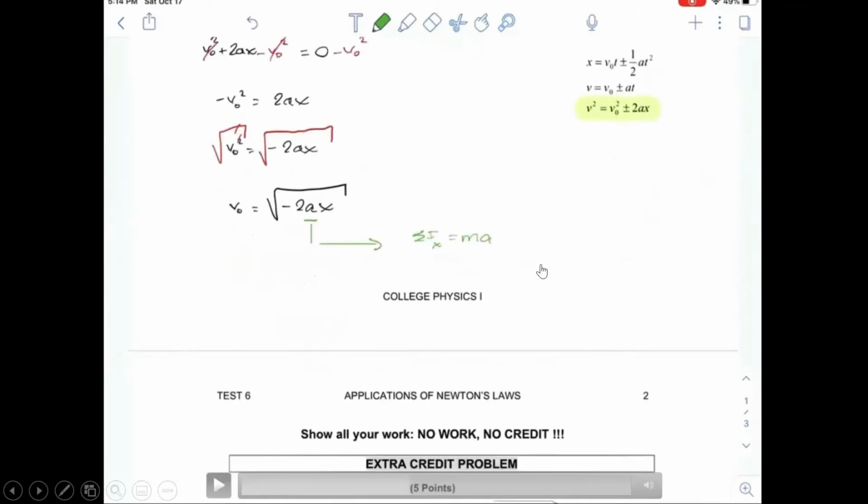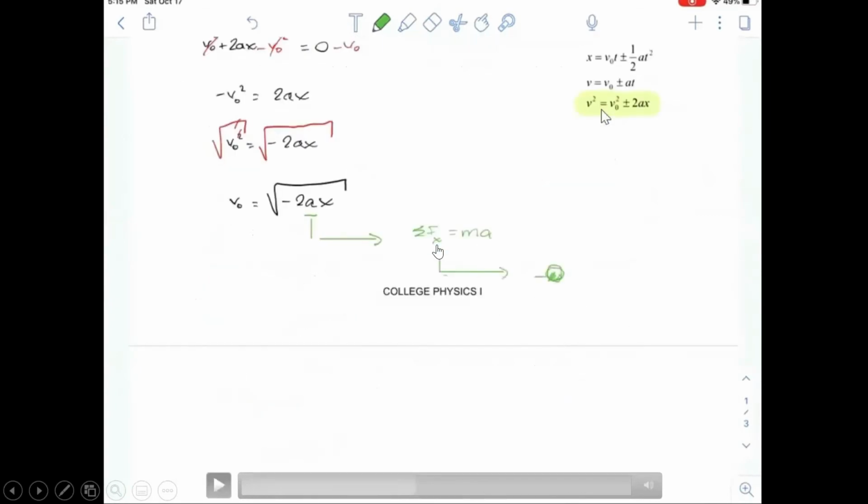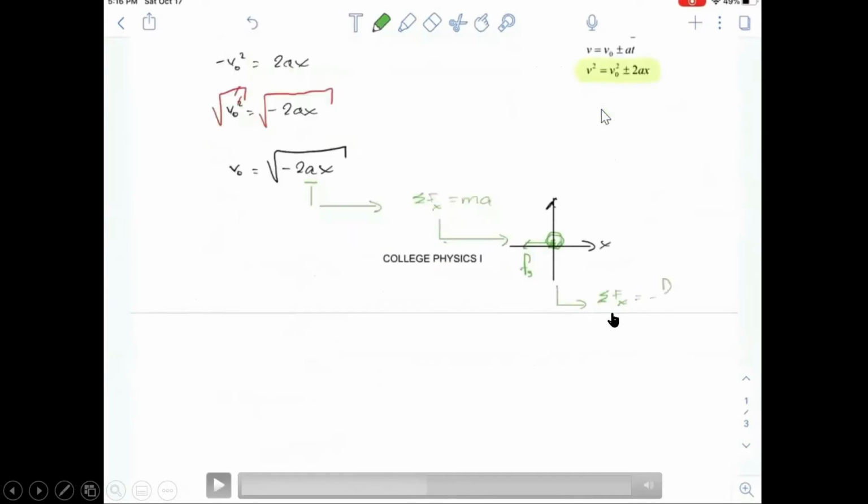So just sum up the forces on the x direction. Take a look at the forces on the x direction. There's only one force on the x direction. That's the static frictional force. It's pointing to the left, so it's opposing the motion. So it's going to be negative. The force on the x direction is going to be the static frictional force.